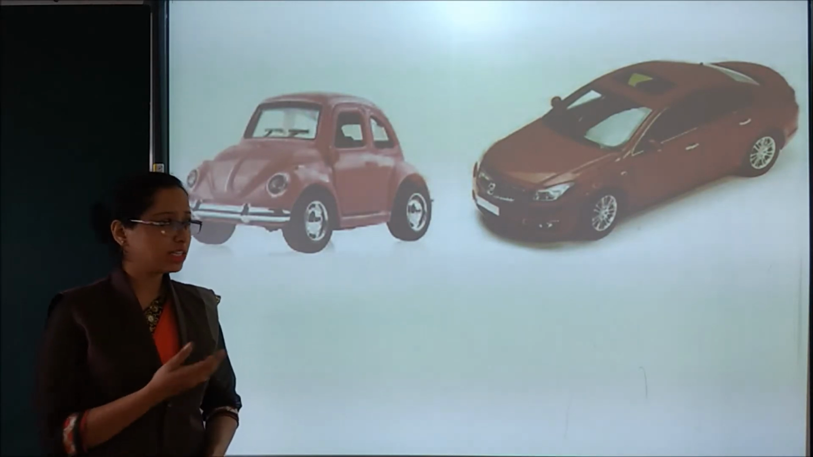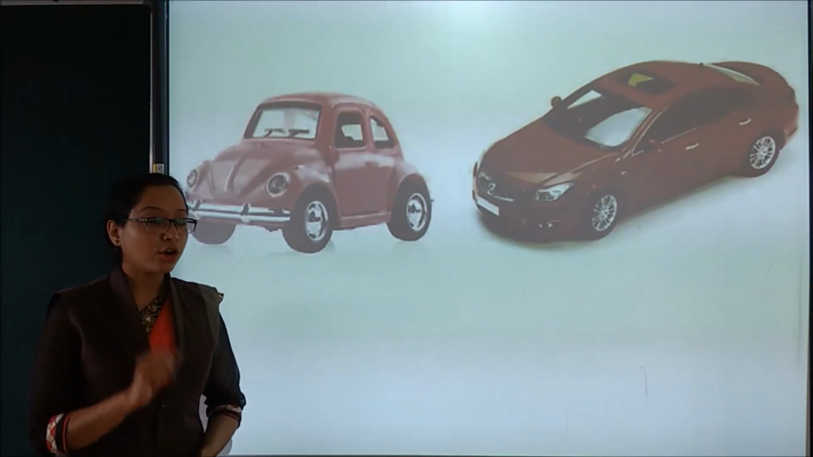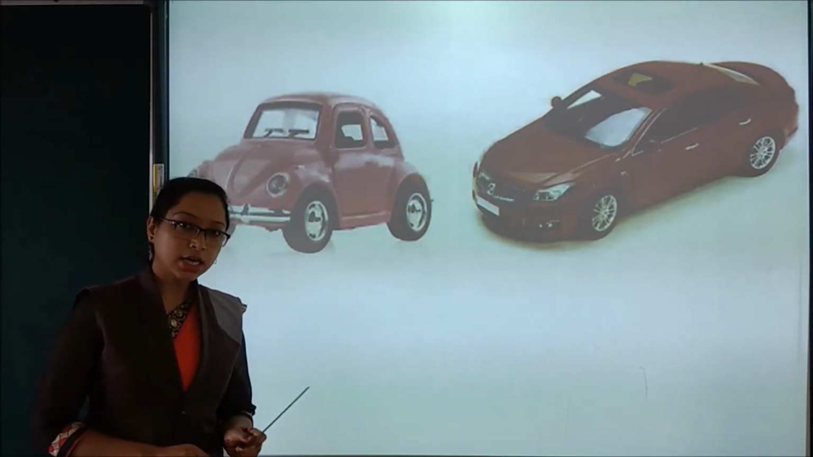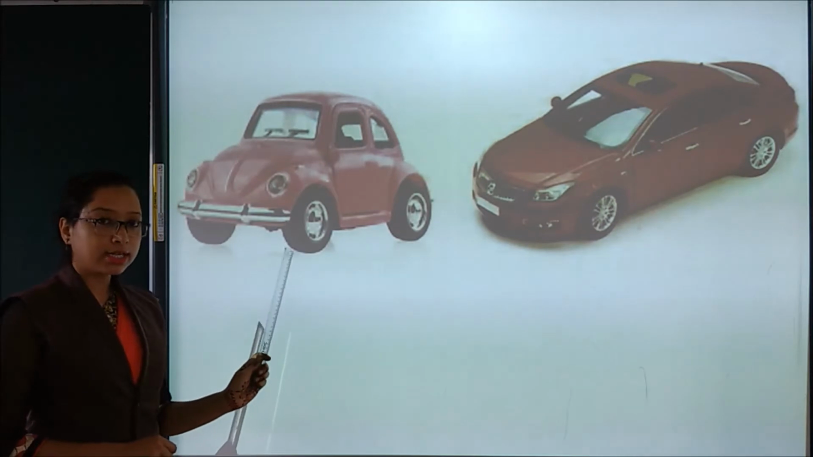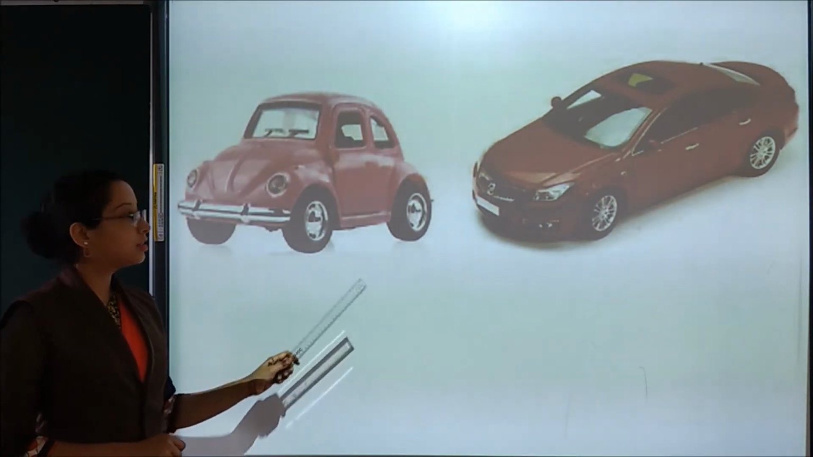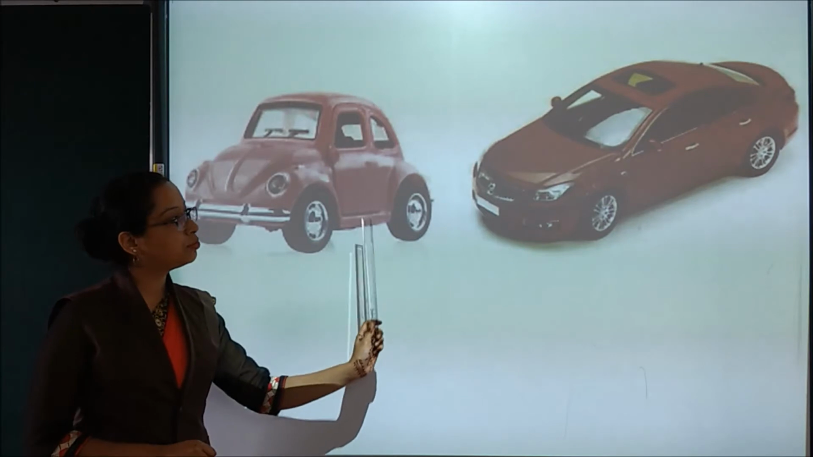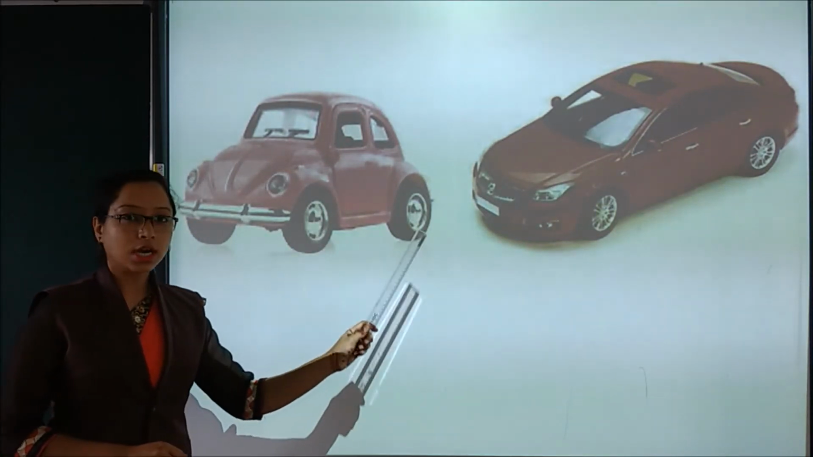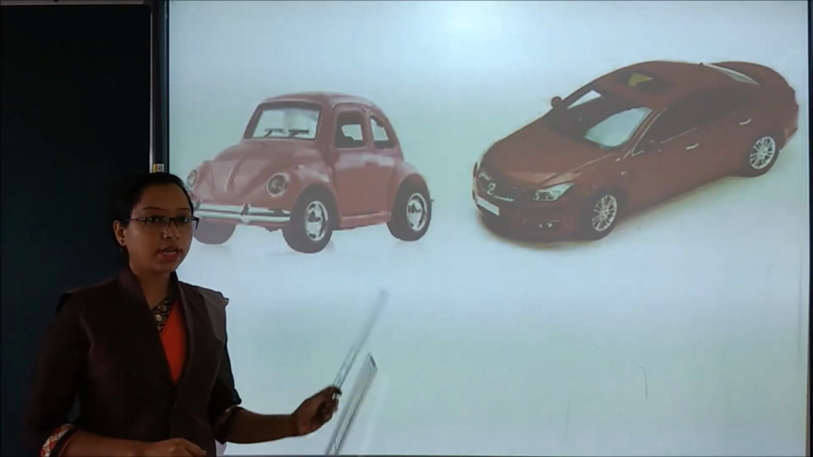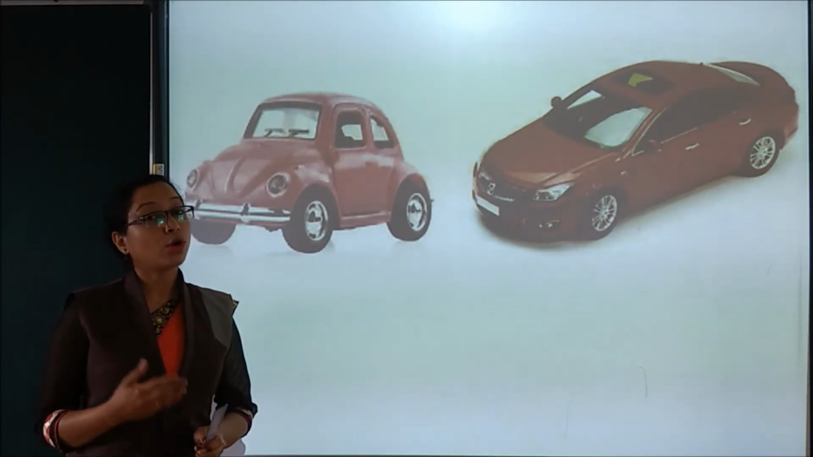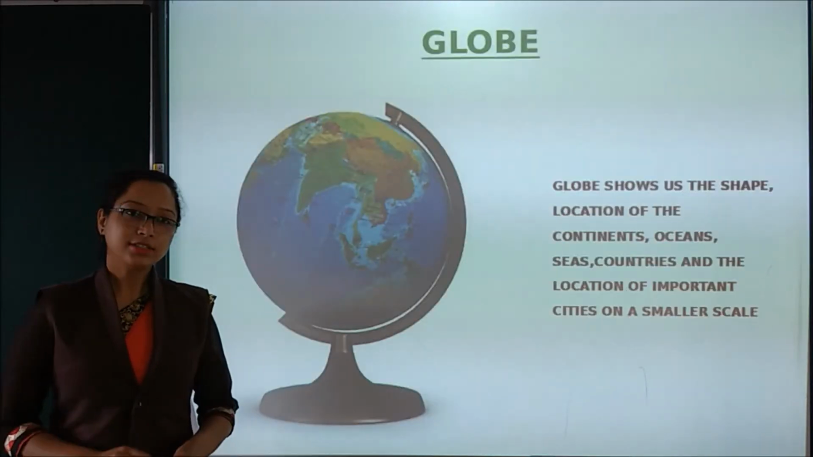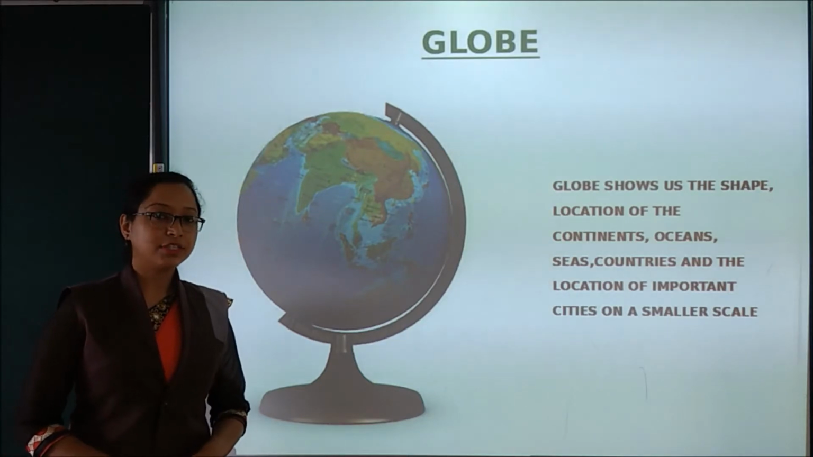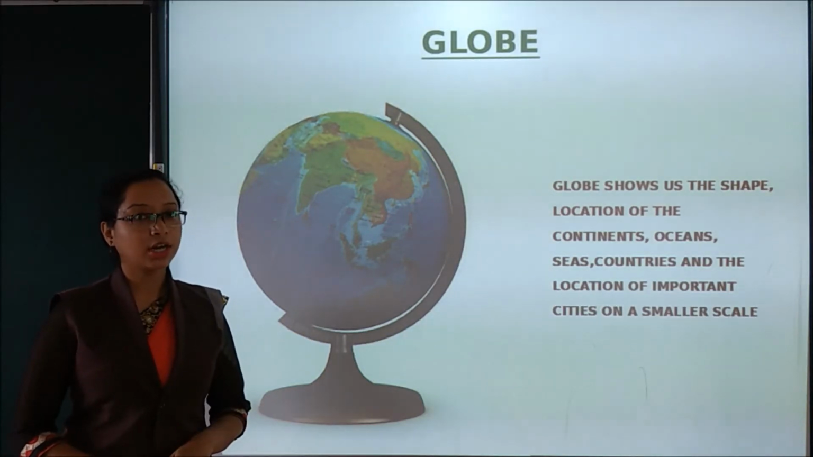Now why am I showing you these toy cars over here? Because these toy cars are representing the original cars. With these toy cars, we are able to understand the shape of the cars. Here you can see both are different cars, and the design of these two cars. So with these toy cars, we can understand how the original cars look. Just now, children, I have shown you toy cars which were representing the original cars.